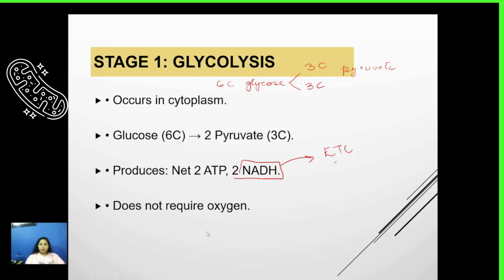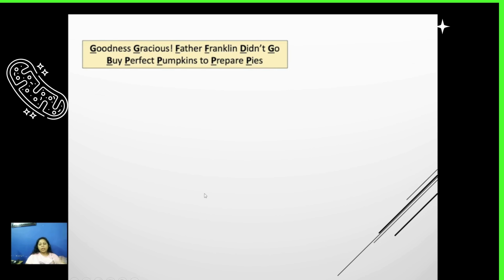It does not require oxygen, because here oxygen is not able to release energy. There is only conversion of glucose into pyruvate. So this is a simple way, I can say, to learn the Krebs cycle, though you don't have to go into the detail of this one.